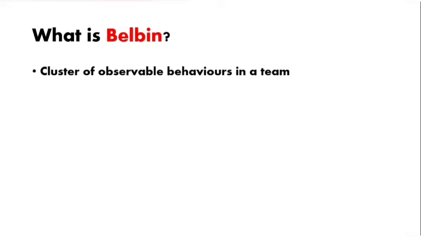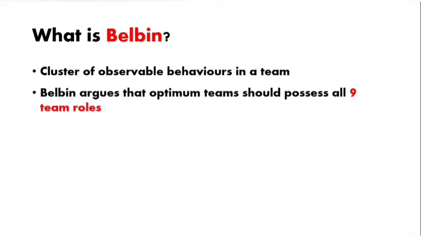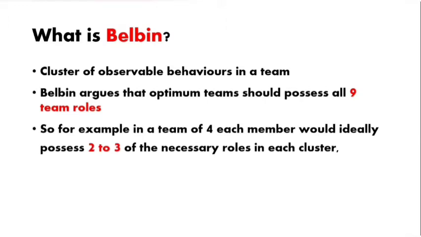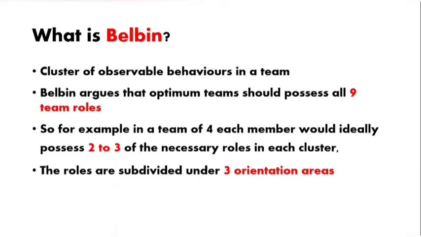So first of all, we need to consider what Belbin actually is. Now, it's been described as a cluster of observable behaviors in a team. Now, Belbin himself argues that optimum teams should possess all 9 team roles. For example, in a team of, say, 4 members, ideally they would each possess 2 to 3 of the necessary roles in each cluster. Now, these clusters can be subdivided under 3 orientation areas.